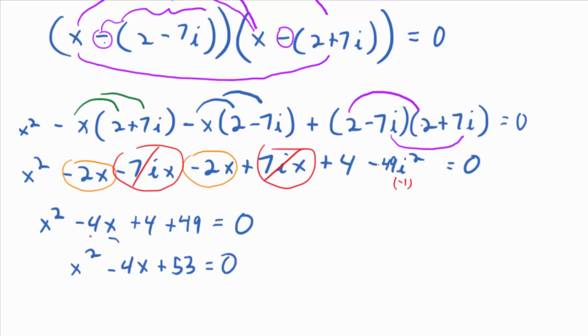Look at how that cleaned up. Now, if you want to check your answer, apply the quadratic formula to that, and guess what? You should get 2 plus or minus 7i as your answers.